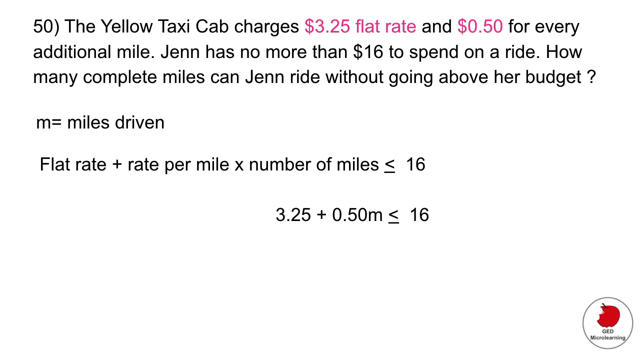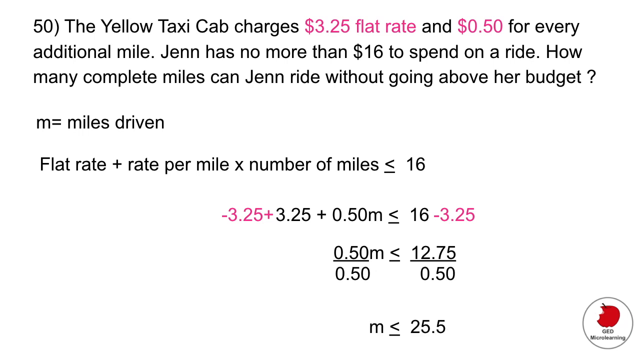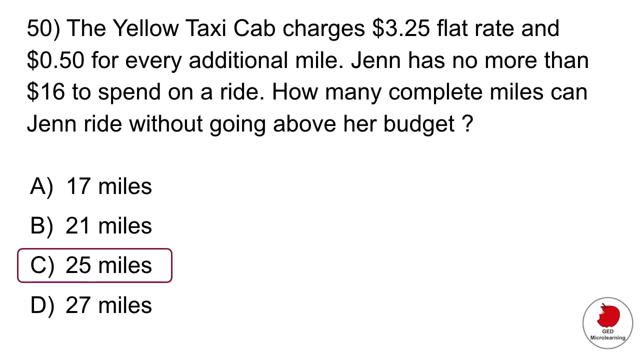So on the left side, you would subtract 3.25 so that they cancel out. Do the same thing on the right side, and you end up with this. And now in order to isolate that m, you would divide both sides by 0.50. So you end up with m is less than or equal to 25.5 miles. So in order for her not to go above her budget, the number of complete miles that she can ride is 25 miles.